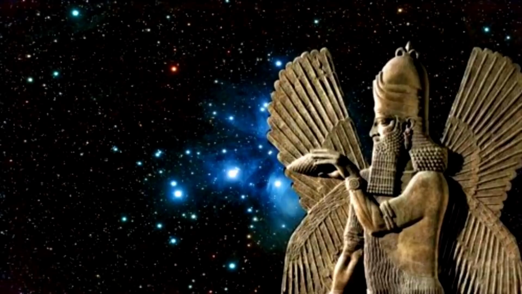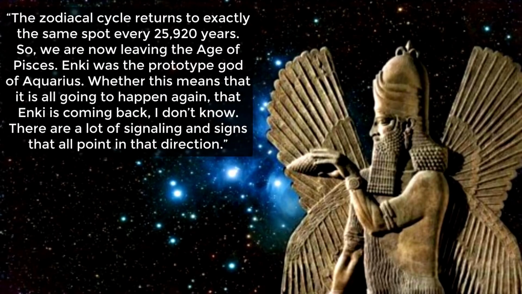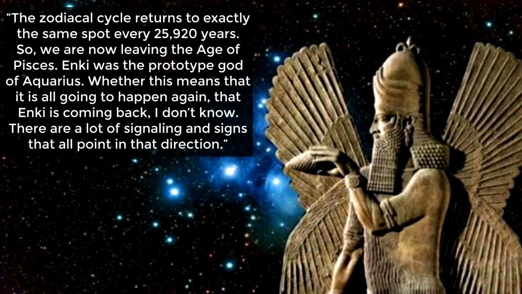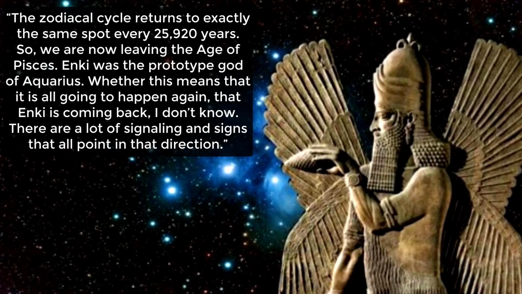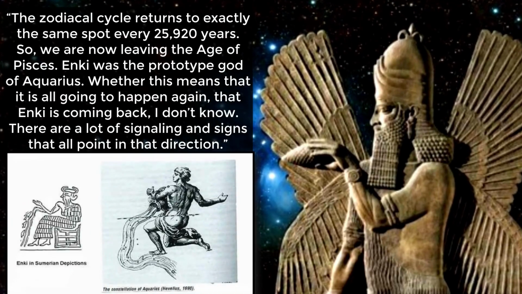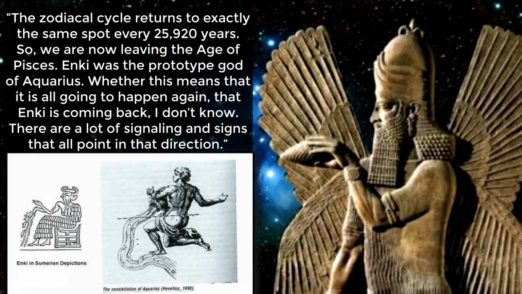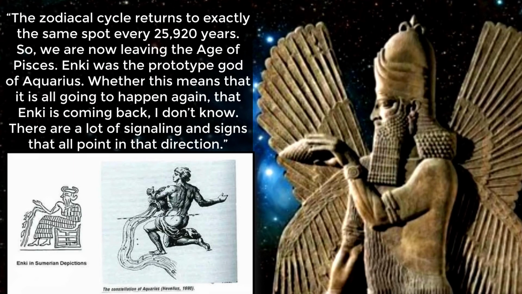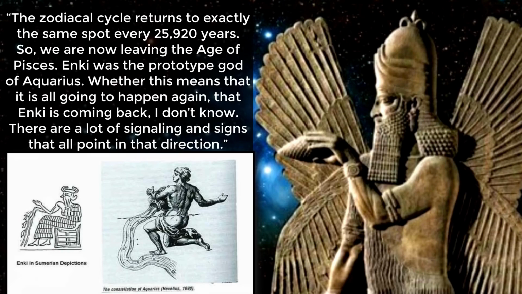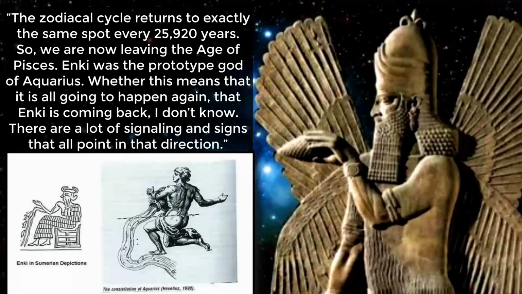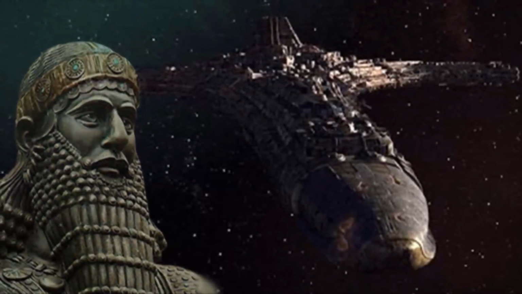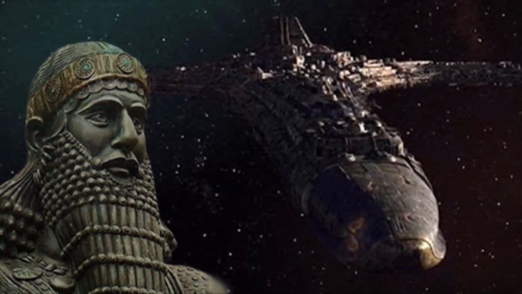As Sitchin has stated, the zodiacal cycle returns to exactly the same spot every 25,920 years. So, we are now leaving the age of Pisces. Enki was the prototype god of Aquarius. Whether this means that it is all going to happen again, that Enki is coming back, I don't know. There are a lot of signaling and signs that all point in that direction. If human beings were enslaved by the Anunnaki before, then why not again?